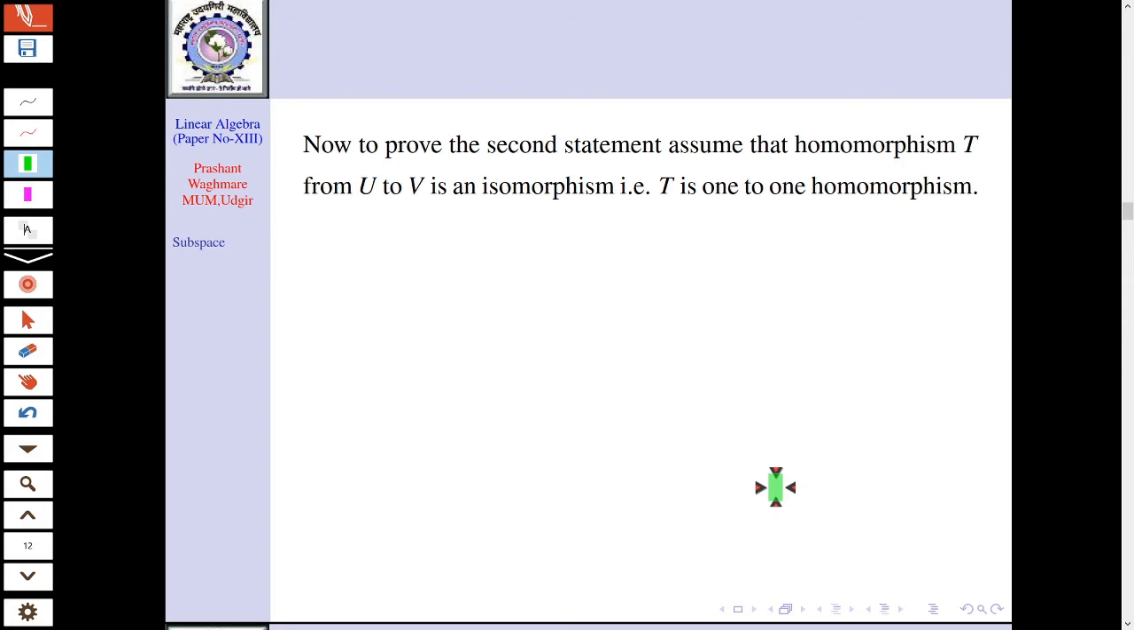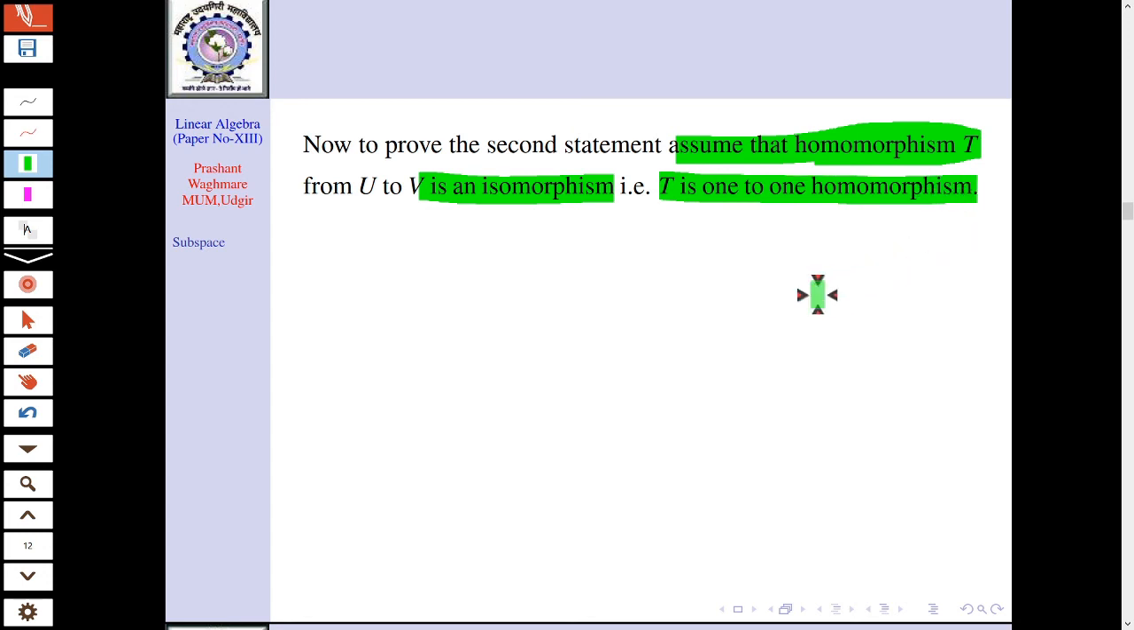Now the next thing which remains to prove is that T is an isomorphism if and only if the kernel of T contains only the singleton 0 element. First, I need to assume that T is an isomorphism, right? Let us assume that a homomorphism T from U to V is an isomorphism. Isomorphism means, I have told you the definition of isomorphism, that T, which is a homomorphism, has to be 1-1. That is, T is a 1-1 homomorphism.